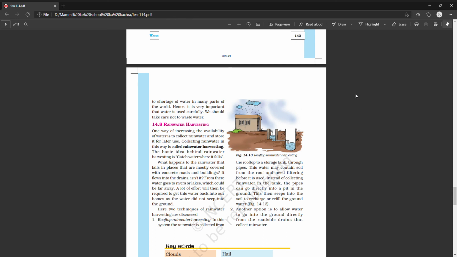One is rooftop rainwater harvesting and another is allowing water to go into the ground directly from the roadside drains that collect rainwater. So first is rooftop rainwater harvesting. In this system, the rainwater is collected from the rooftop to a storage tank through pipes. This water may contain soil from the roof and needs filtering before it is used. Instead of collecting rainwater in the tank, the pipes can go directly into a pit in the ground. This then seeps into the soil to recharge or refill the groundwater. Another method is to allow water to go into the ground directly from the roadside drains that collect rainwater.